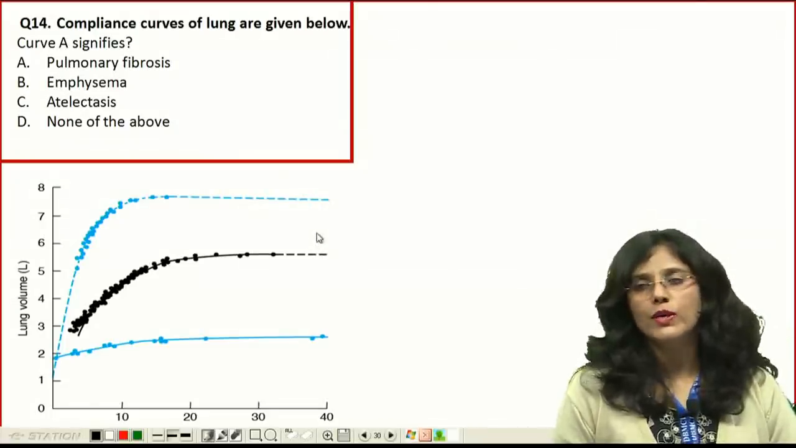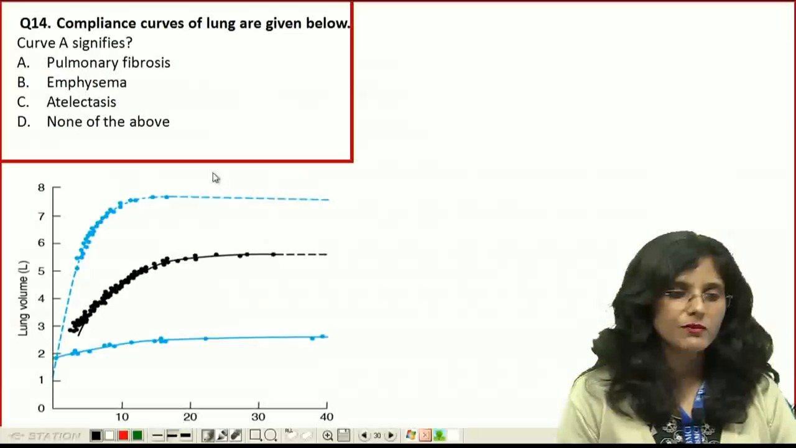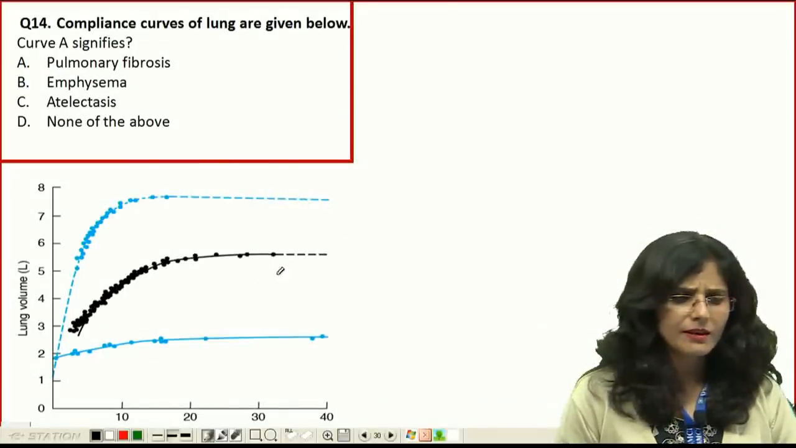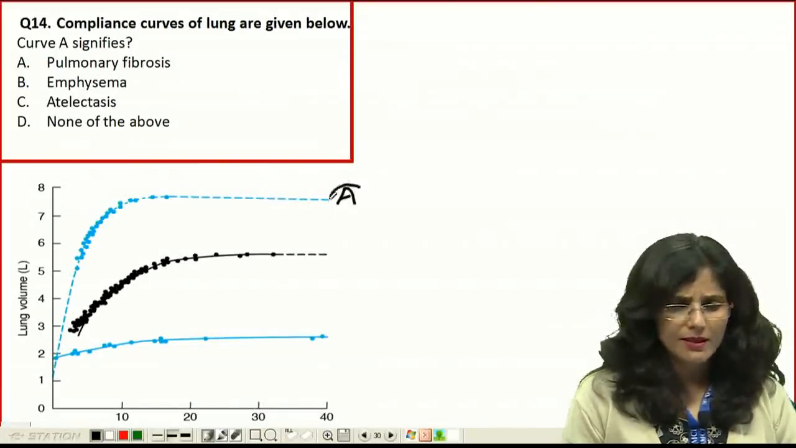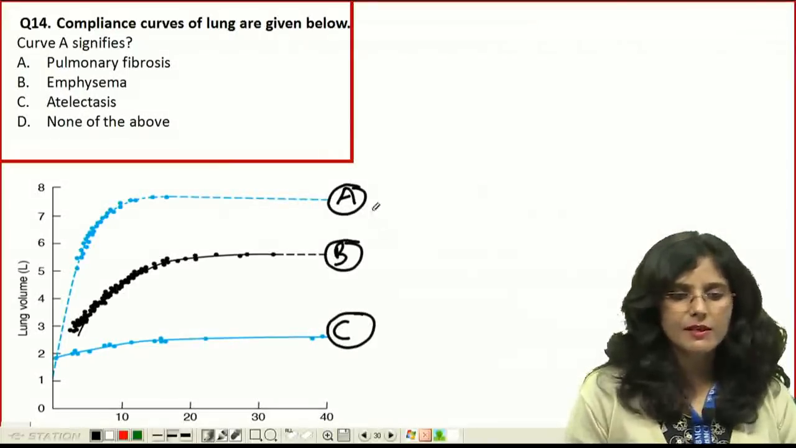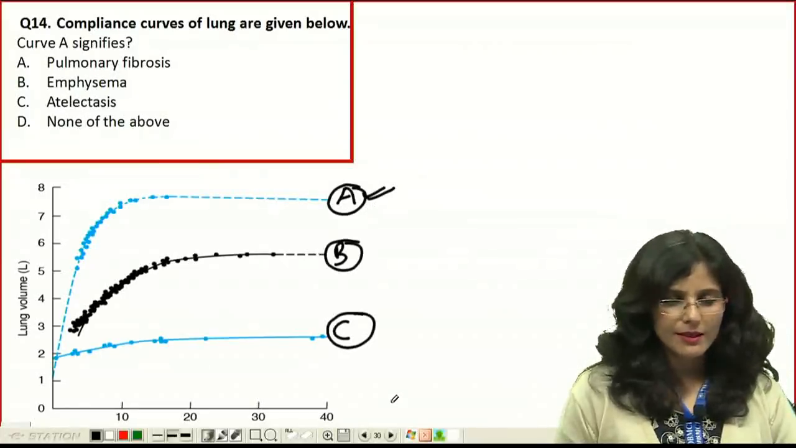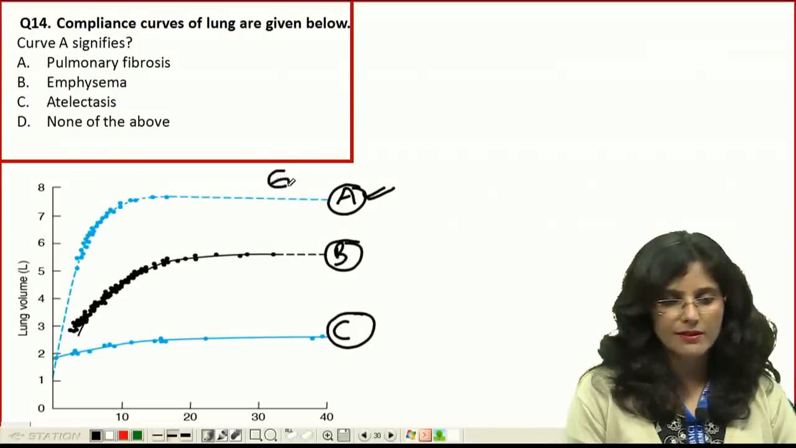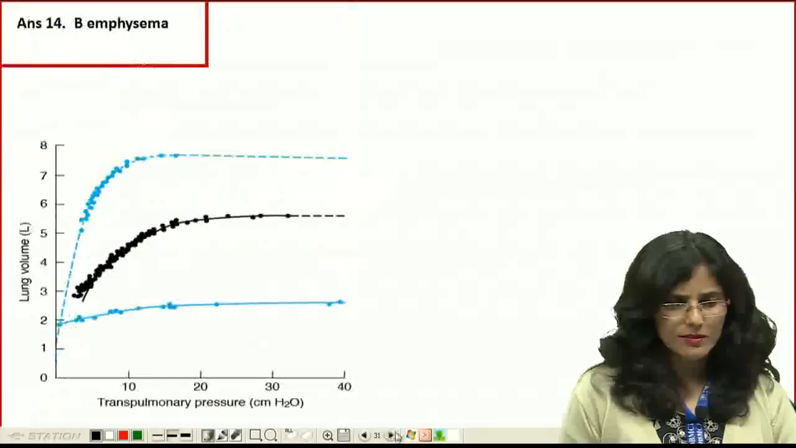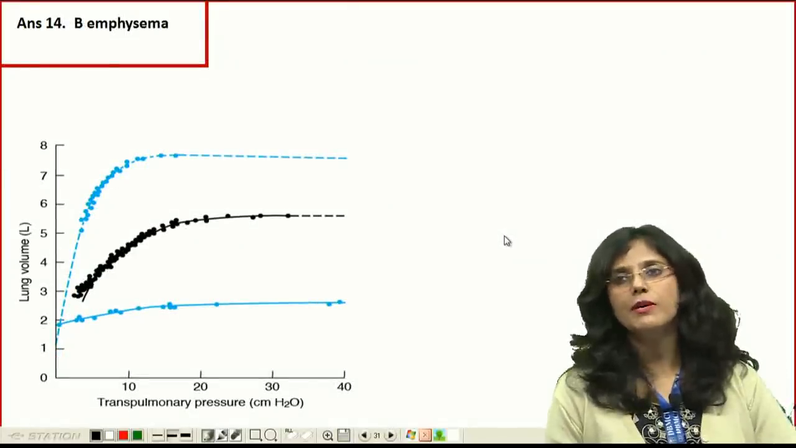Now the last question of physiology, question number 14. Here the A curve, B curve and C curve are given. They are asking what the A curve signifies. So the answer is that it signifies emphysema. The answer to this question is B, emphysema.